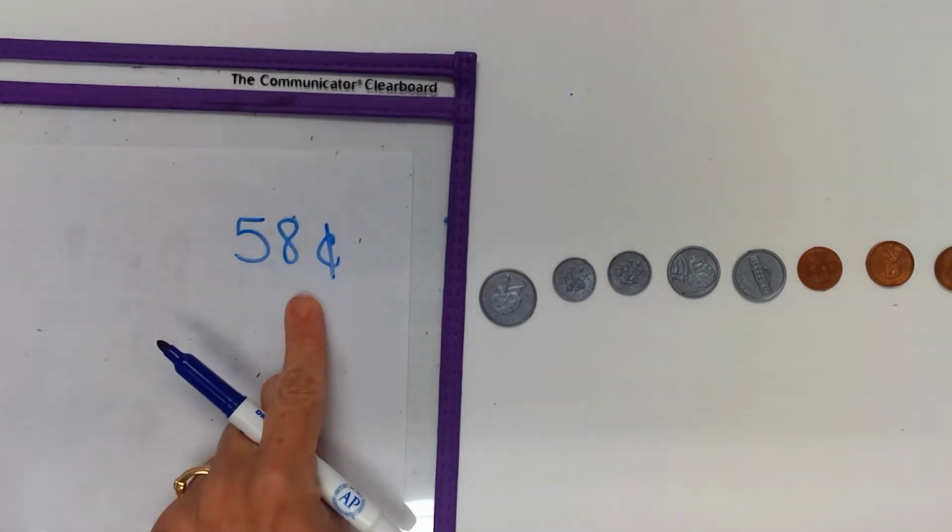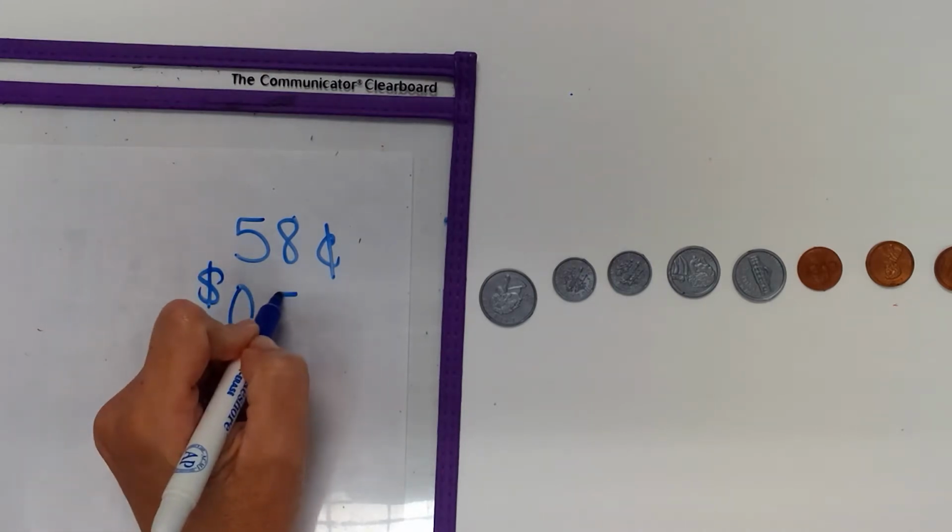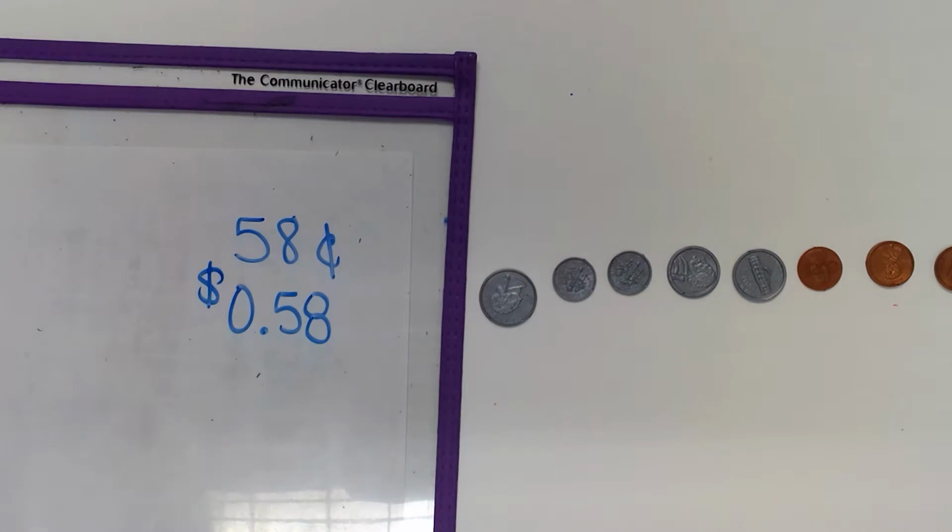This is one way to write it. The students also need to know how to use the dollar sign and the decimal to write 58 cents. So we counted by using a skip counting method, by ordering the coins from greatest to least in order to find the value of a collection of coins.